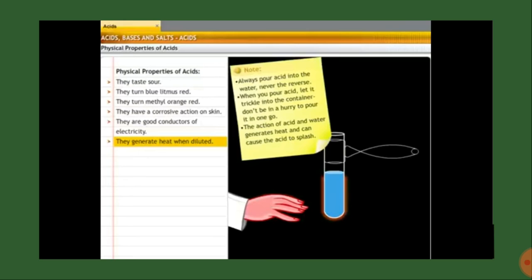And be careful while experimenting with acids. Always pour acid into the water, never reverse it. When you pour acid, let it trickle into the container. Don't be in a hurry to pour it in one go. The action of acid and water generates heat and can cause the acid to splash.